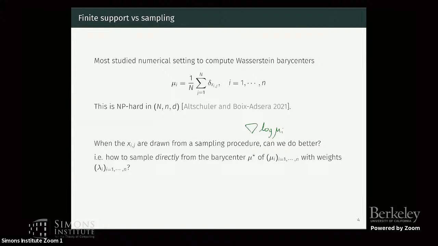One typical thing would be to first sample my mu i's, and then do what is already done, but we know that this is NP-hard. So can we do better in this setting?